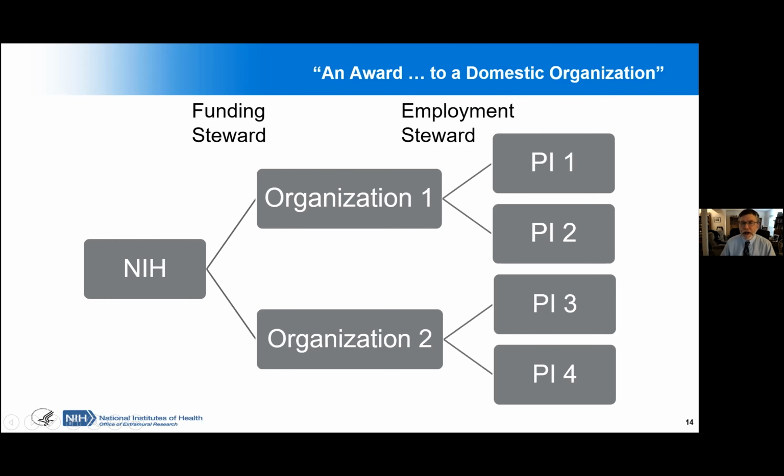So NIH gives awards to organizations, the University of A, the University of B, and then the organizations in turn employ scientists, PIs and staff scientists and postdocs. So we act as a funding steward, and we work with organizations in partnership as a funding steward, and then in turn organizations work with their employees as employer stewards. Okay, next.